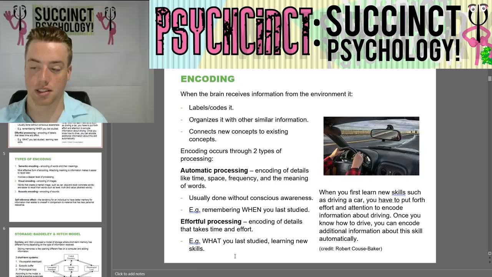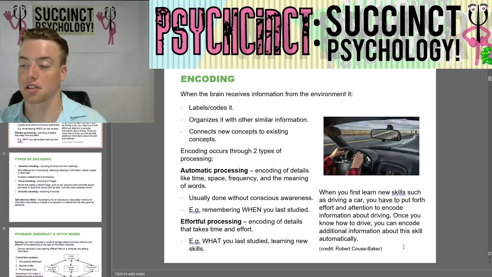So when you first learn new skills, such as driving a car, you have to put forth effort and attention to encode that information about driving. Now, once you know how to drive, you can encode additional information about the skill automatically without having to really try. Now, there are some types of encoding.